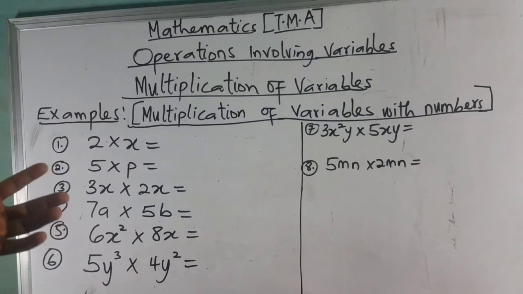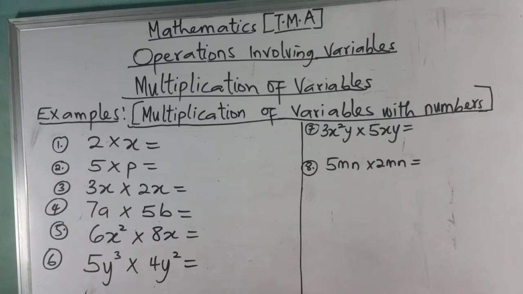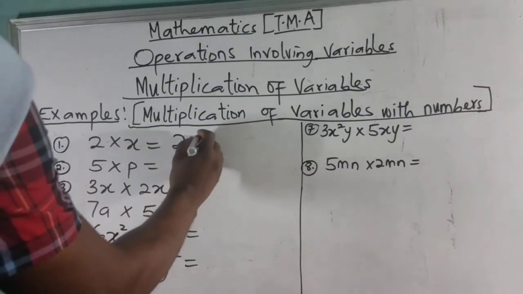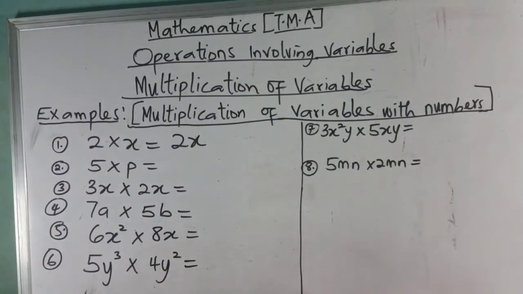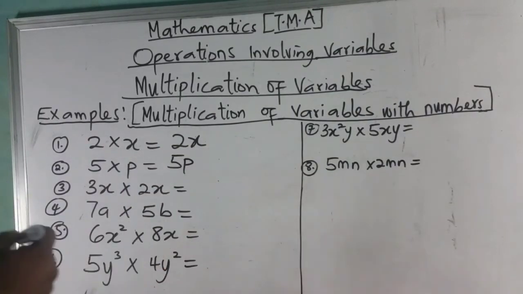This is a law. It says that when you are multiplying numbers with a variable, they will still have to come together at the end of the day, just like different variables. So having 2 times x, that is 2x, because they have to come together. So that is 2x. 5 times p, the same thing as it. That will be what? 5p.